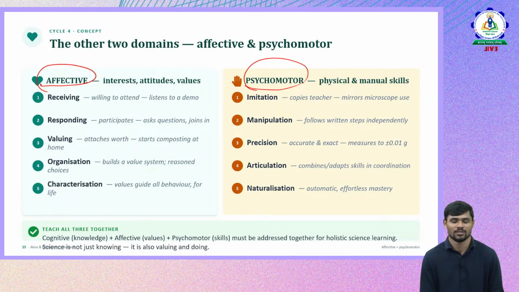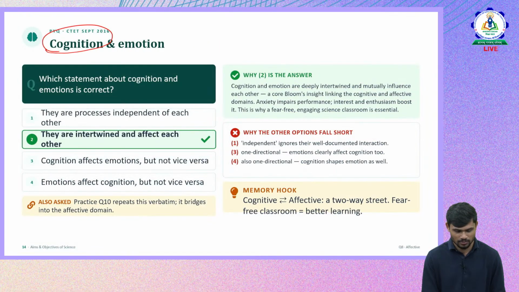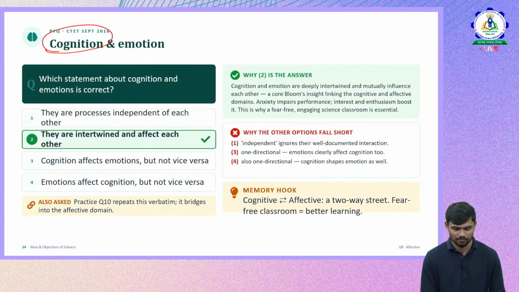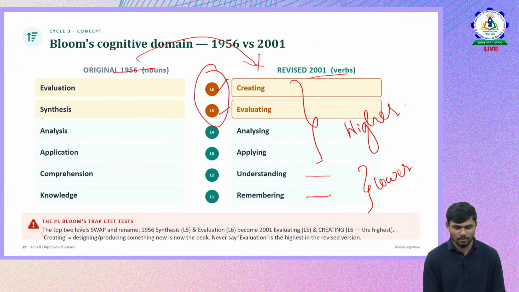Then naturalization. Okay, so these are the different domains, cognitive, affective, psychomotor. So when you're preparing, focus more on cognitive domain because questions will be more from cognitive domain, but there are questions from affective and psychomotor domain also. But yeah, a little less compared to cognitive domain. So remember this difference.